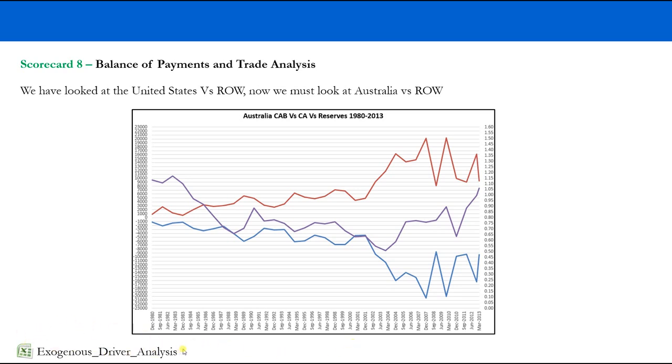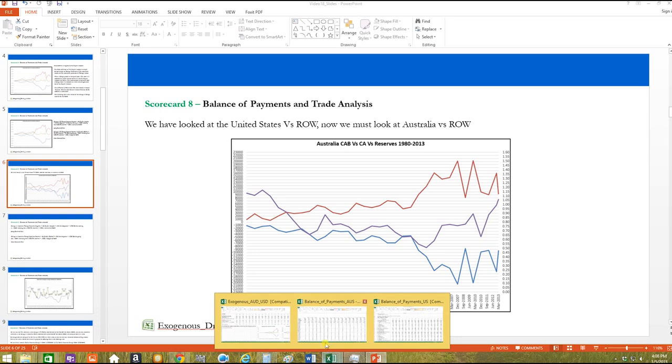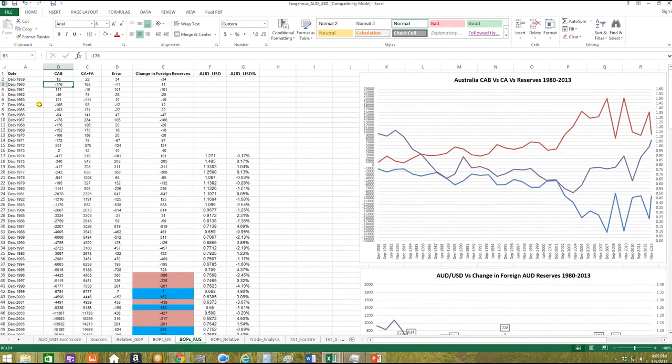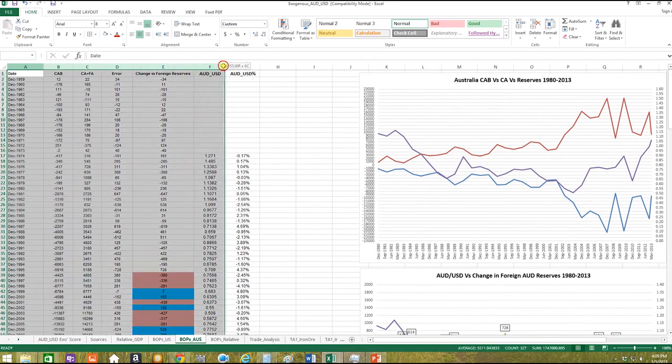And all of the trade data for Australia is available in the spreadsheet. So let's go over to the spreadsheet now. If you go into the exogenous spreadsheet and you click out of balance of payments US and click into balance of payments Australia, you'll see that we have a whole bunch of data here.